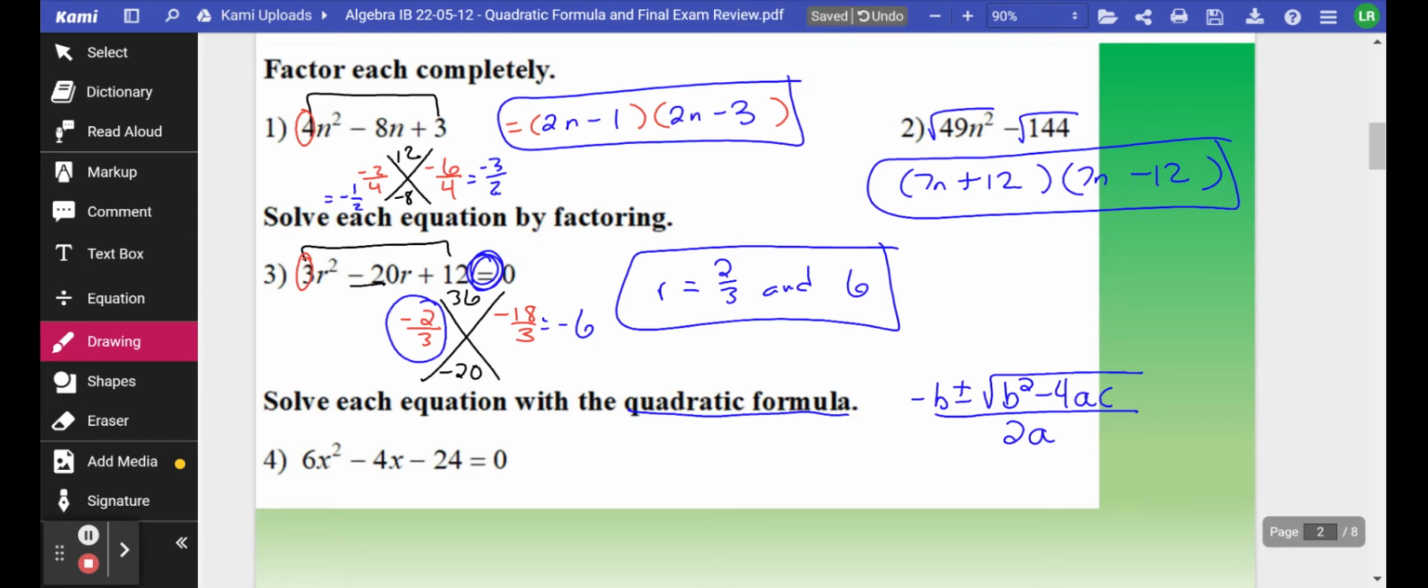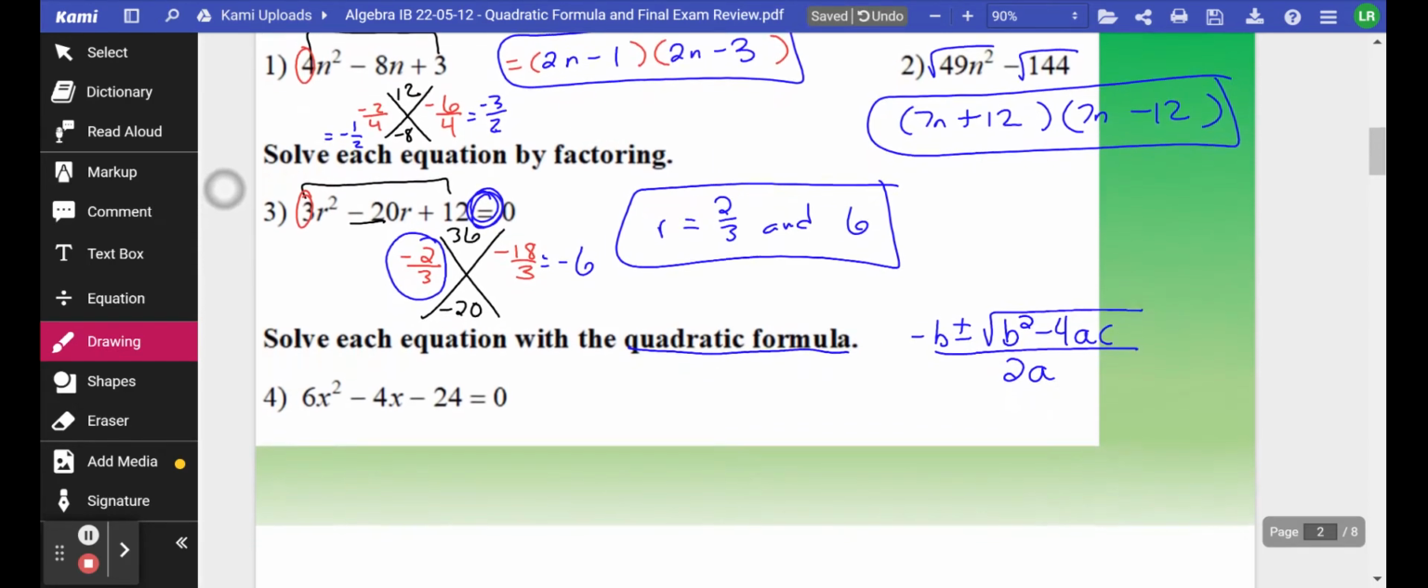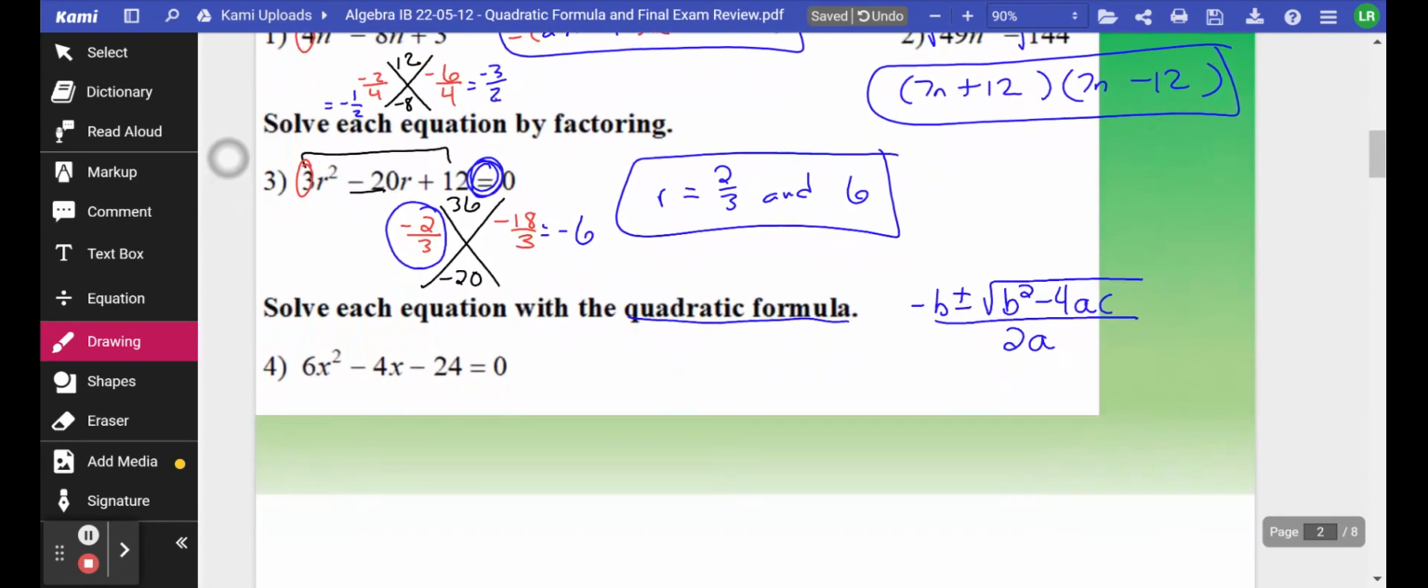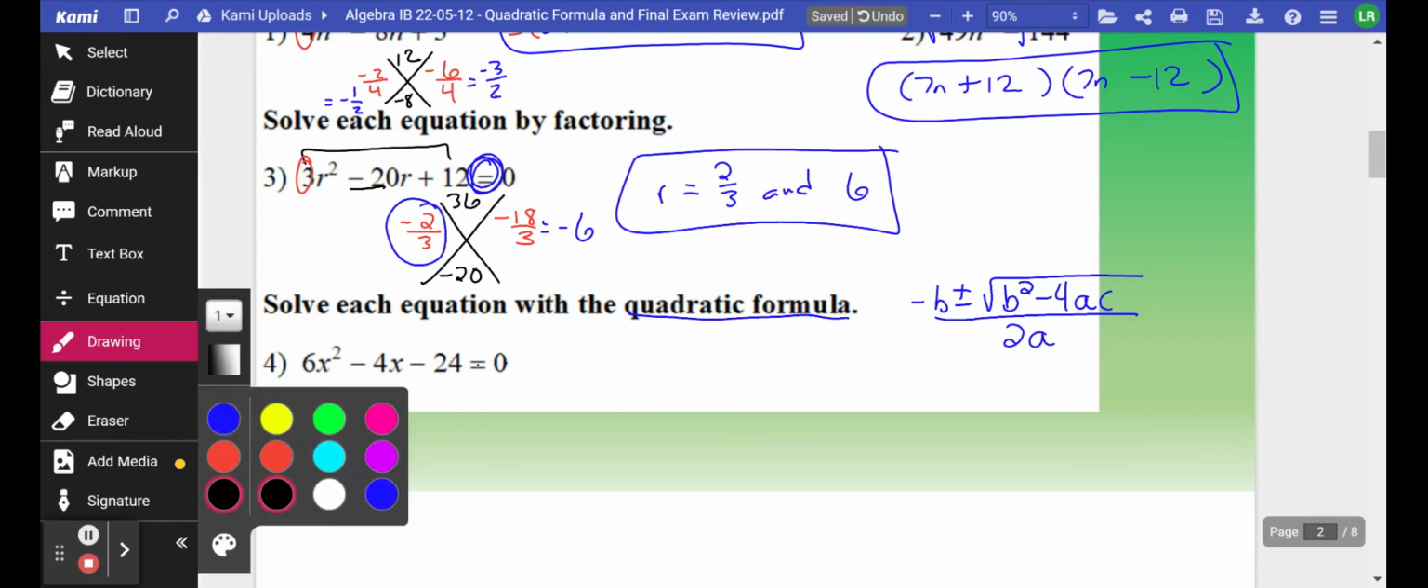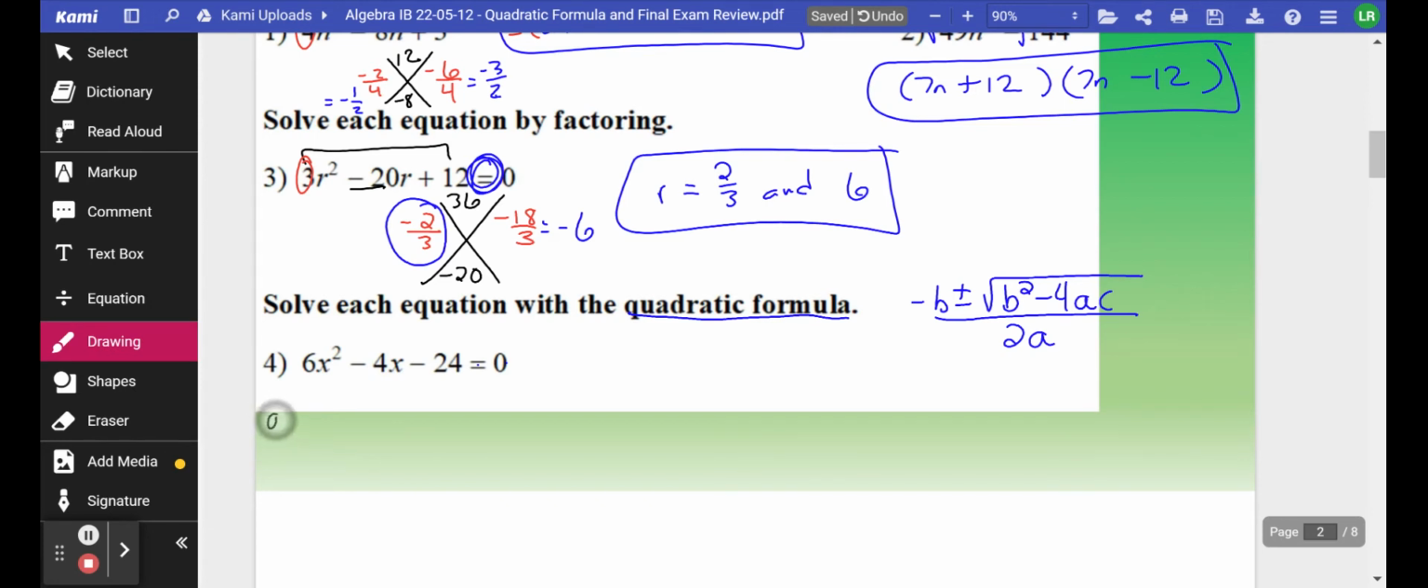The very last one, we would be using the quadratic formula. All right. So we have a quadratic. It says equals 0, so that's good. Let's get our ABC. ABC, easiest 1, 2, 3. A is 6. B is -4.